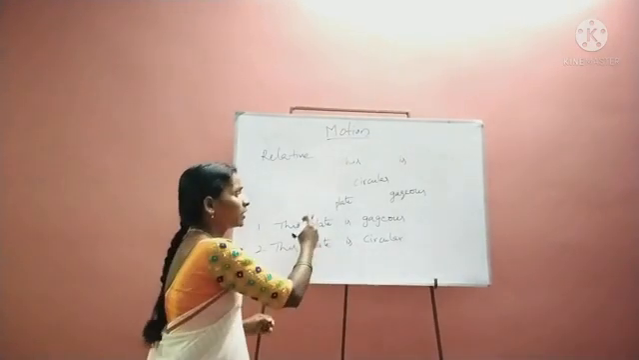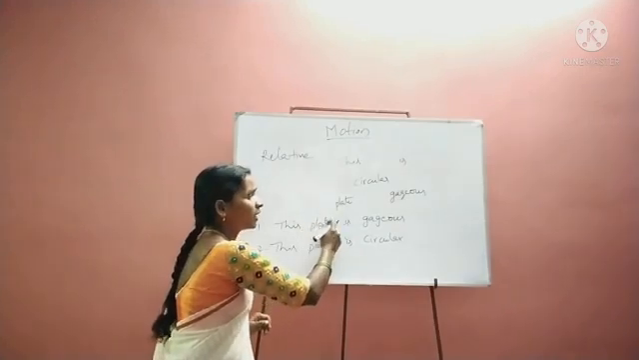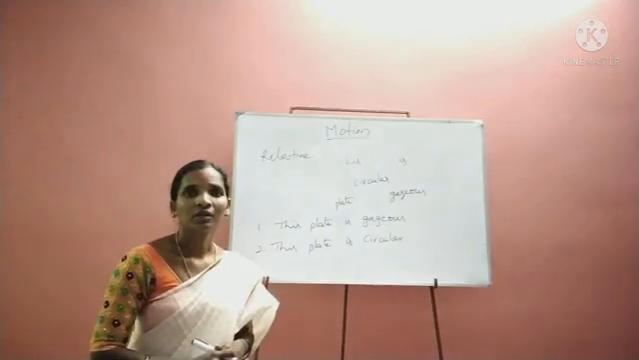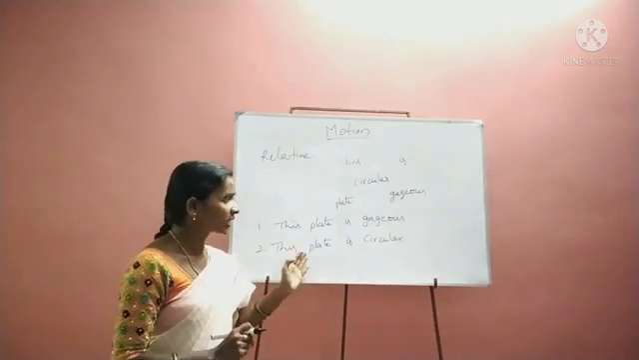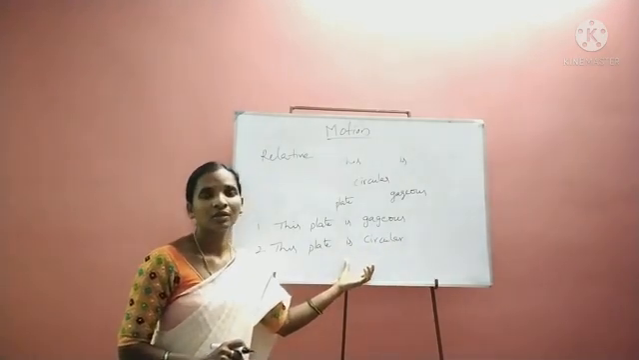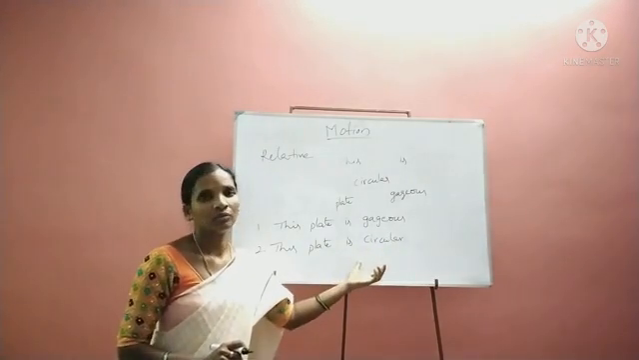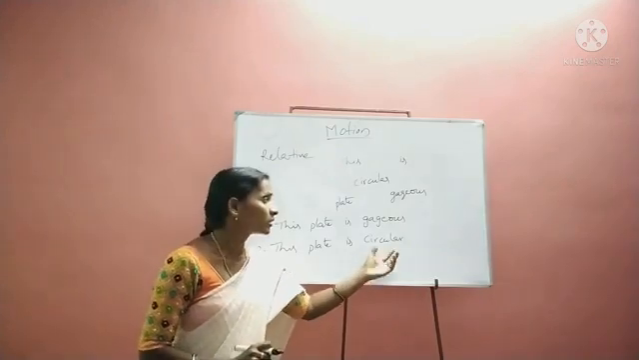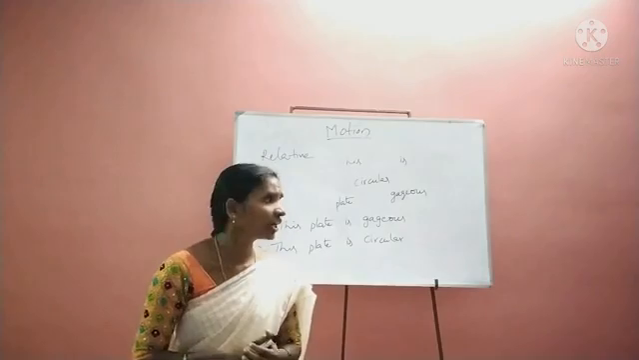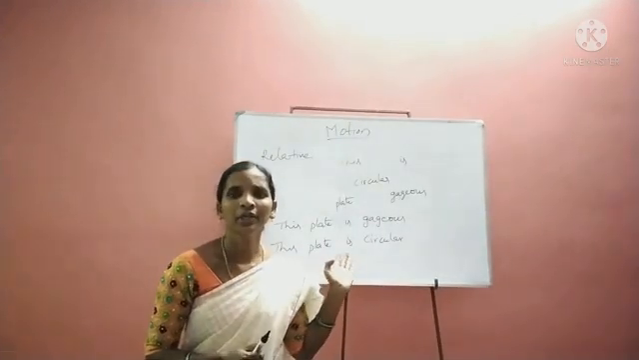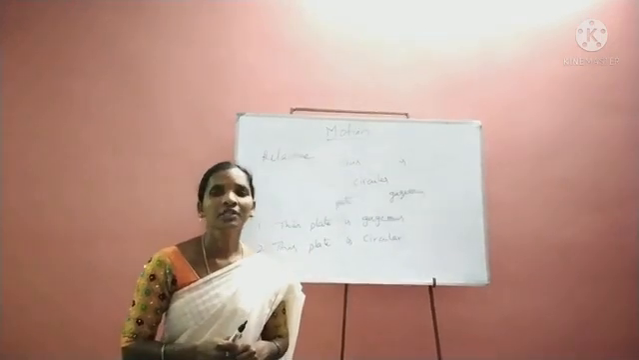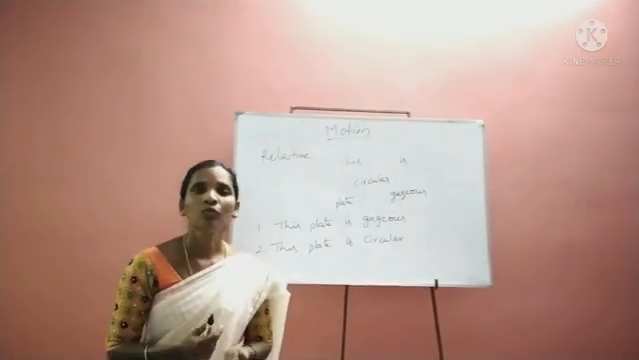Because in the first statement, plate and gaseous are not relative words. In the second statement, plate and circular are relative words. A statement has meaning only when there is a relation between the words.